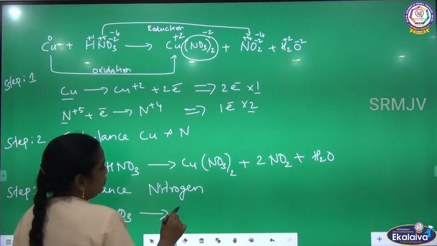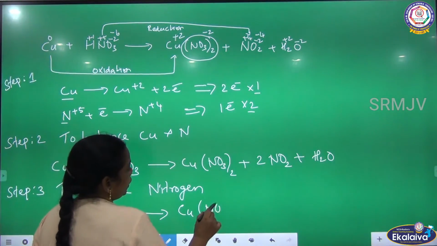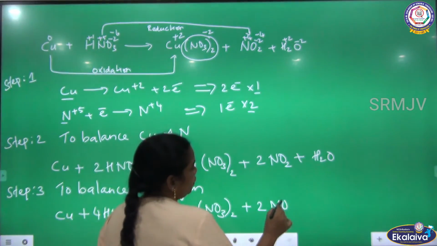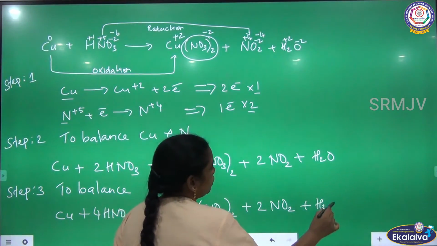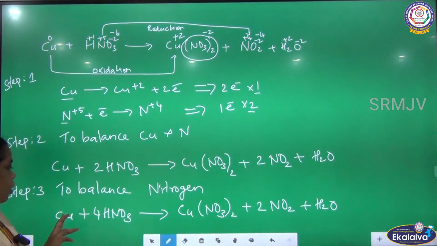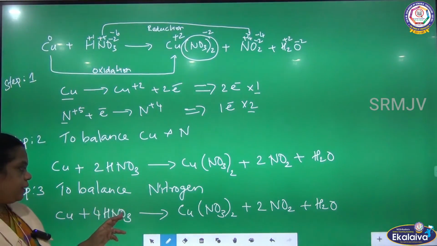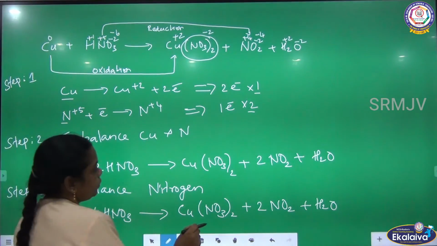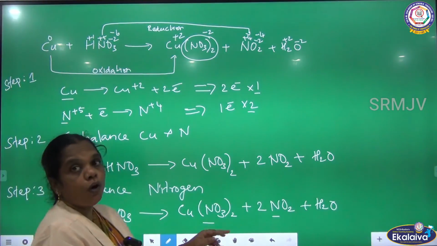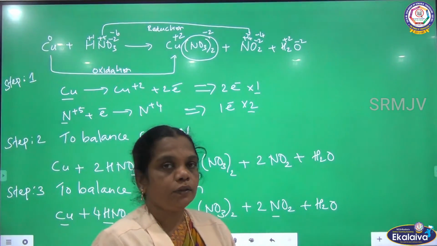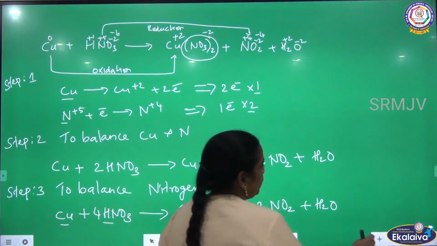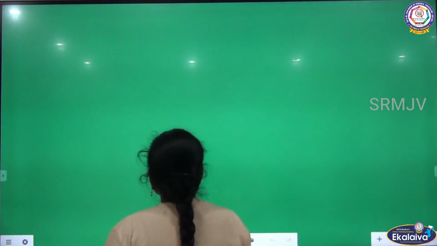gives Cu(NO3)2 plus 2 NO2 plus H2O. So here you can see that copper is balanced, nitrogen is balanced. So this compound and this one are balanced. Now we want to balance the water molecule, hydrogen and oxygen. So step 4.